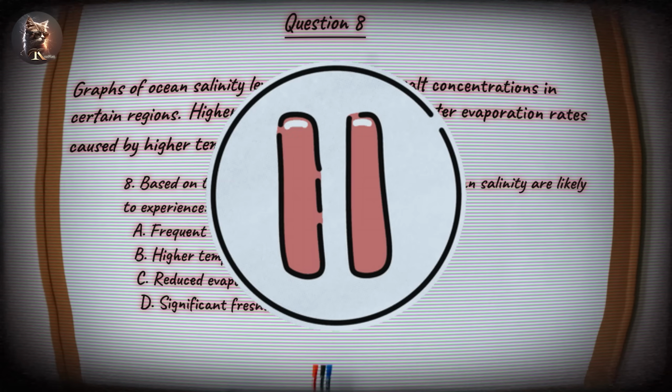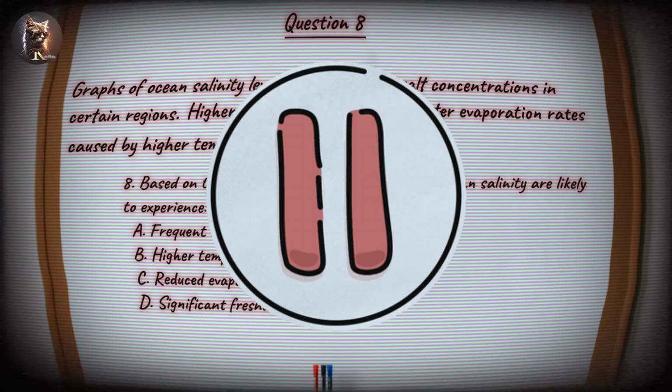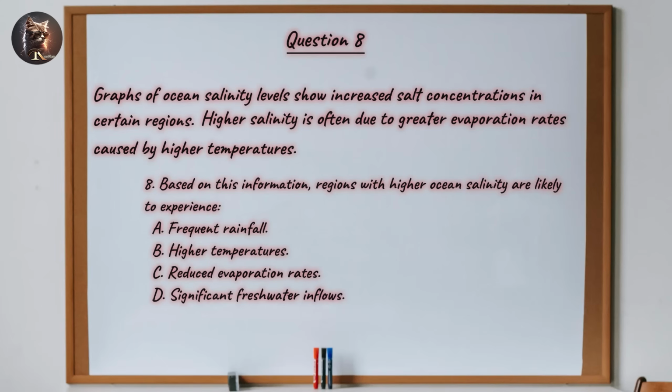Now, pause right here. Before you choose an answer, let's carefully make sure we understand what's going on in the passage. The passage mentions something called salinity, which simply means how salty the water is. Think about what happens when ocean water evaporates. When water evaporates from the ocean's surface, it leaves behind salt, making the remaining water saltier.